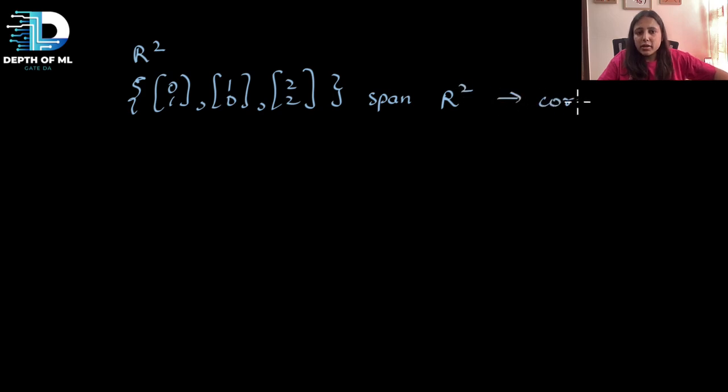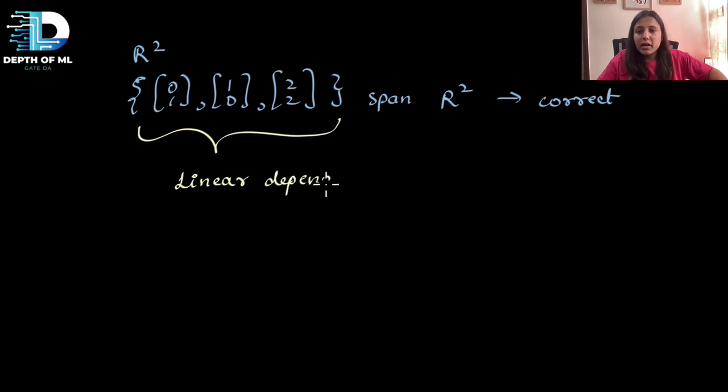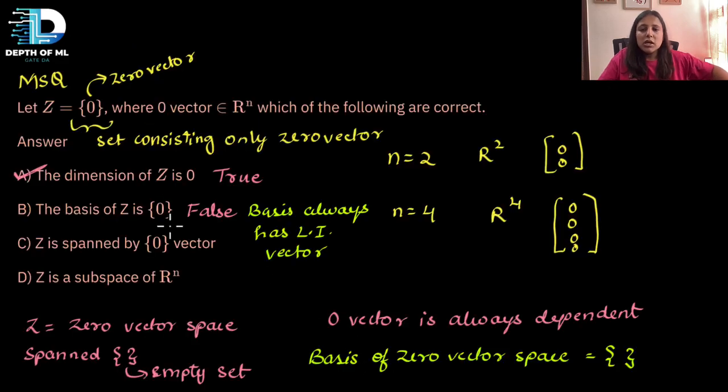This statement is correct. Now I know that the basis of R2 cannot have more than 2 linearly independent vectors. So this means that this set is linearly dependent, but that's not required to define span. So this particular set of vectors is linearly dependent, but they can still span R2. Hence, this statement that Z is spanned by the 0 vector is correct.